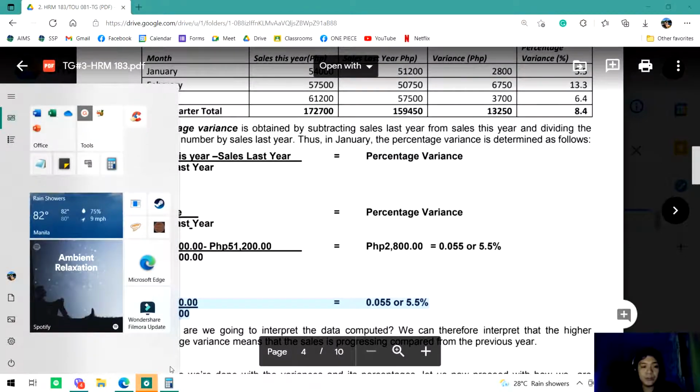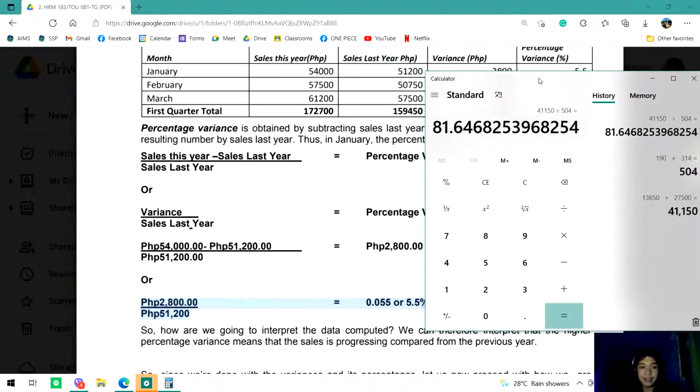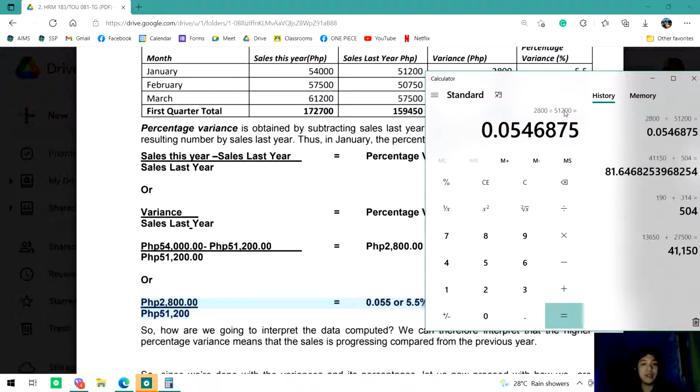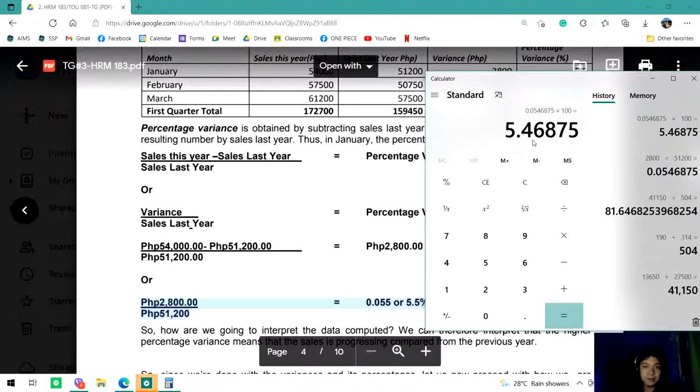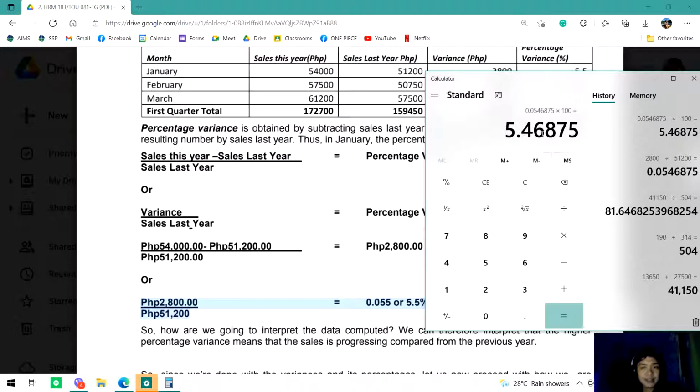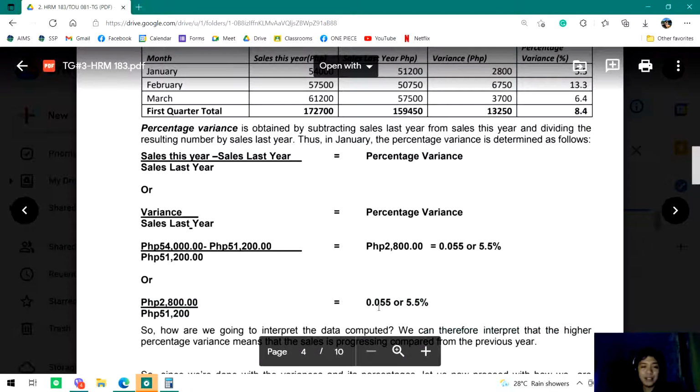Let's try to compute this one so you can see the difference. The variance is 2,800 divided by the sales last year, which is 51,200. So it's really 0.055. To get the percentage, we will multiply this by 100 and we have 5.5%. We should round up, okay? Round up at least to the nearest hundredths. This is what you look at to know your rounding. But you guys already know that, right? How to round things up.